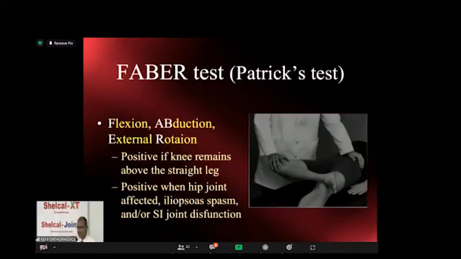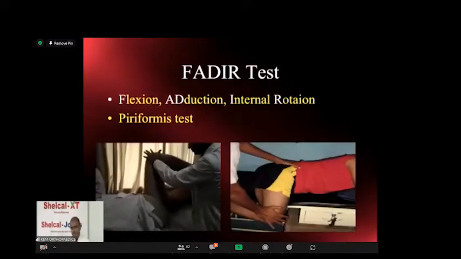Next comes FABER test, and FABER test is flexion, abduction, and external rotation. Okay, so remember this test is positive if the knee remains above the opposite leg or straight leg. Then this test is positive. Usually it is positive in iliopsoas spasm or SI joint affection or dysfunction of the SI joint. Whereas FADIR test, flexion, adduction, and internal rotation, is done to know about piriformis syndrome, which also gives rise to pain. And sometimes femoroacetabular impingement we test with this FADIR test.